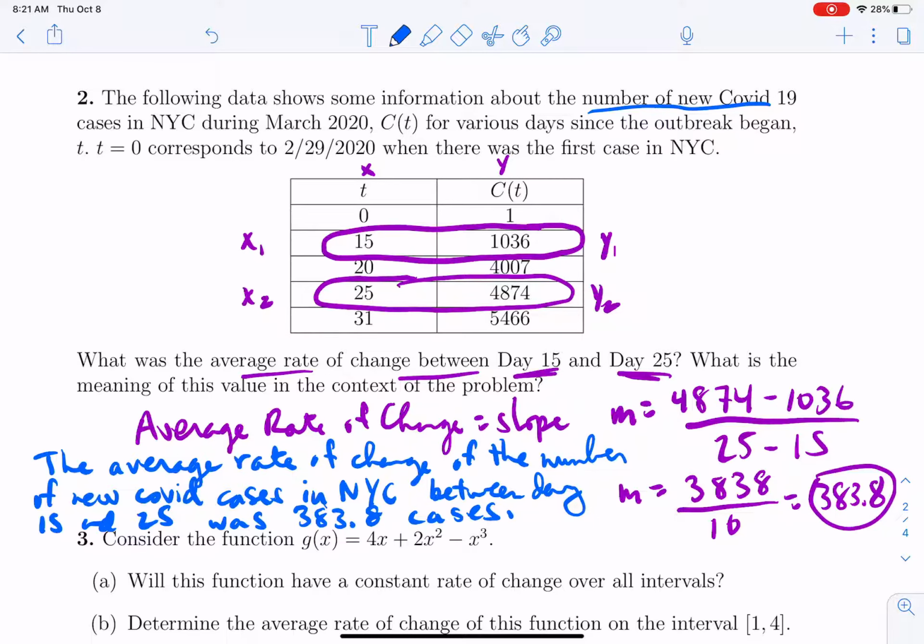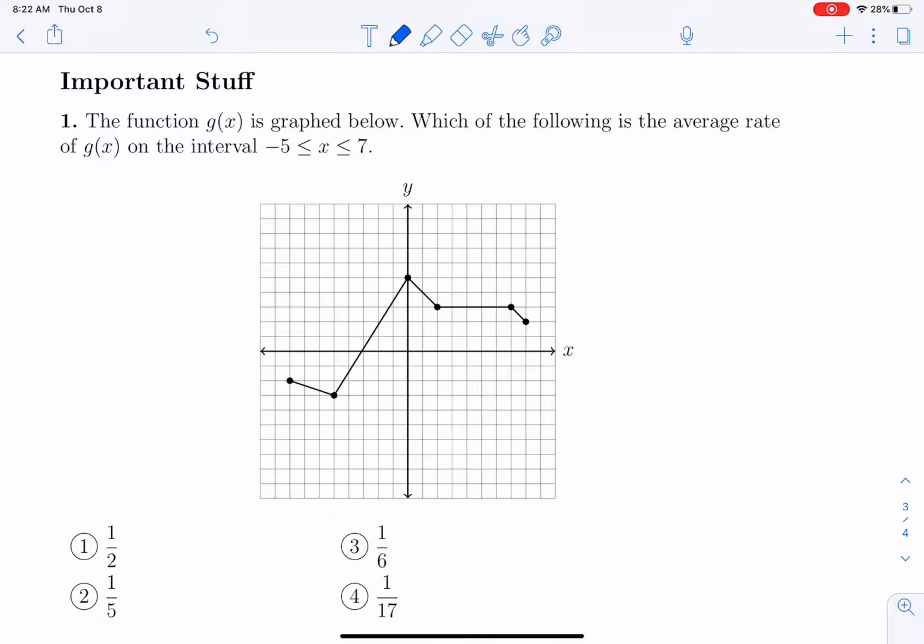I don't believe we did question 3 in today's lesson. We did look at question 1. Which of the following is the average rate of change of g of x on the interval -5 to 7? These are x values. Here's my first x value of -5, and my x value of 7 is here. So I can write out those points: -5, -3, and the point 7, 3.